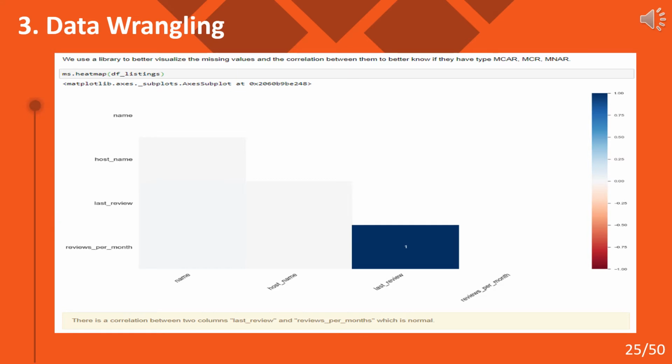We use a library to better visualize the missing values and the correlation between them, to better know if they have type MCAR, MAR, or MNAR. There is a correlation between two columns, last review and reviews per month, which is normal.